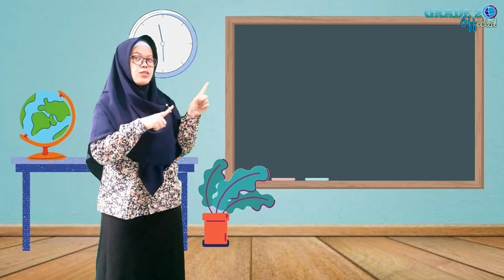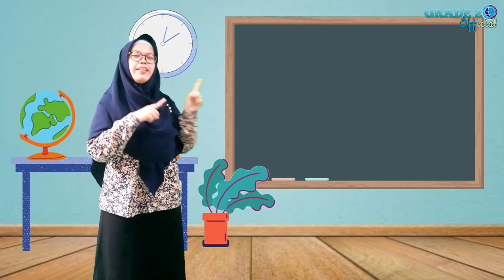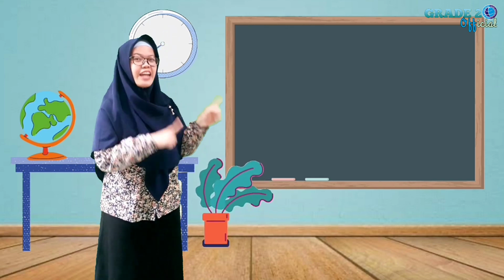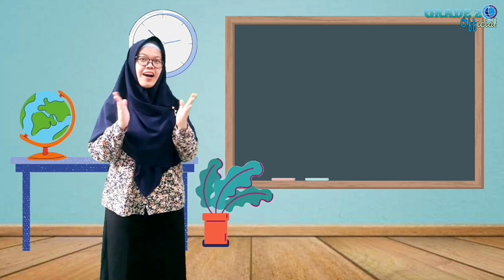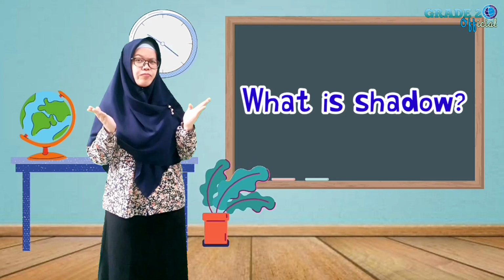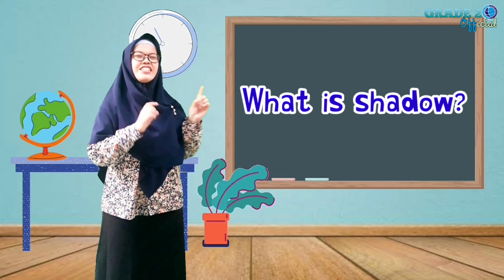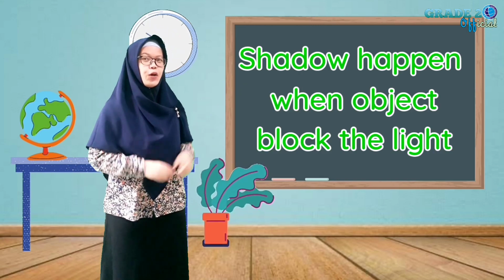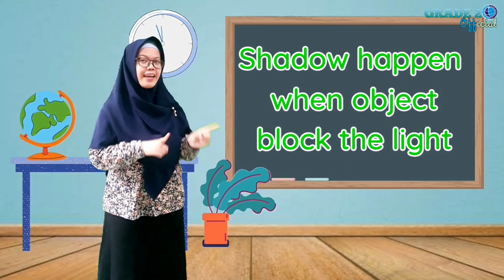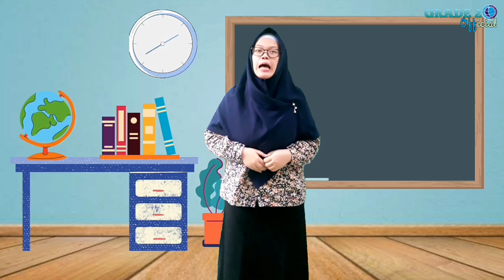From the previous video, what did you get, friends? Yeah, there is a shadow from Miss Shifa's hands. So, what is shadow? Yeah, shadows happen when objects block the light. After this, Miss Shifa will show you some examples of shadow.